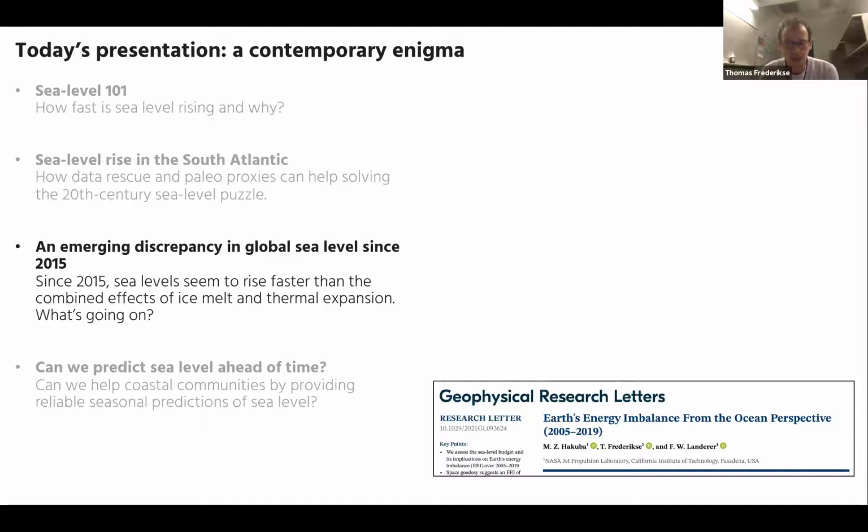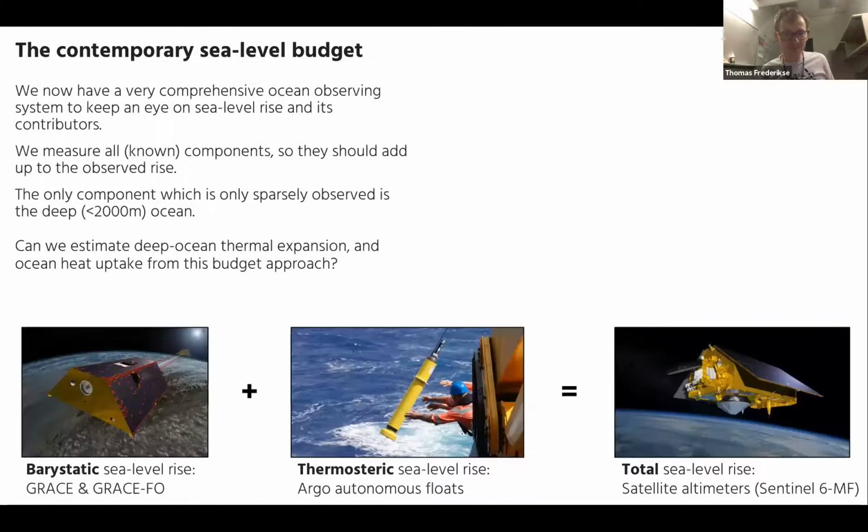do have a lot of measurements, especially measurements from space, but that doesn't really solve all our problems, as we will see here. This is something we published a few months ago on the Earth energy imbalance measured from sea level observations. And the central term here is what we call the sea level budget. What we mean with sea level budget is where we compare observed sea level with the barystatic and the thermosteric component, because they should add up to the total.